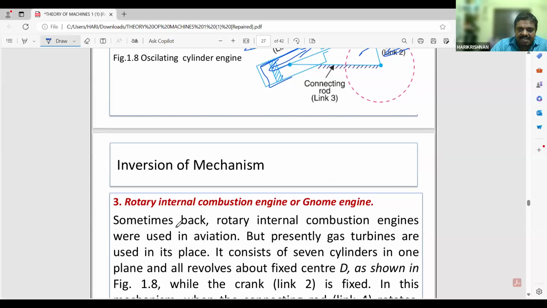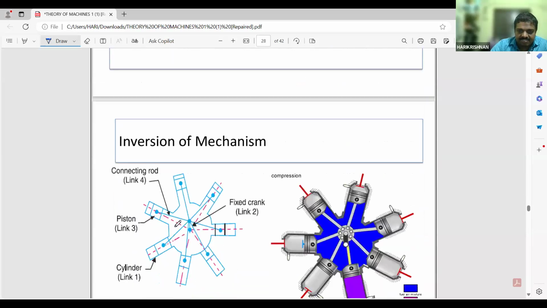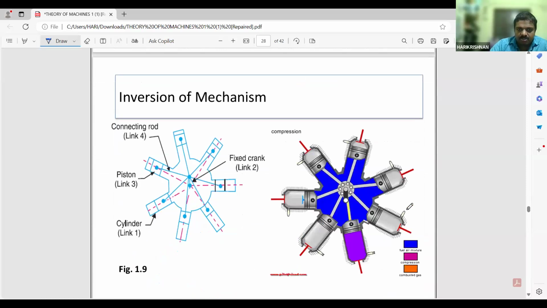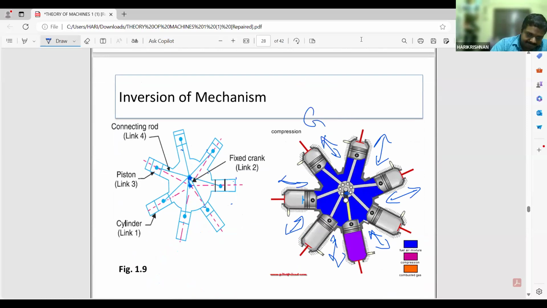Next is the rotary internal combustion engine or Gnome engine. This is a type of engine where there will be a fixed link. The crank is fixed over here, and through this crank there will be different connecting rods connected. When this is rotating, the piston will reciprocate inside each cylinder. This is known as the Gnome engine.